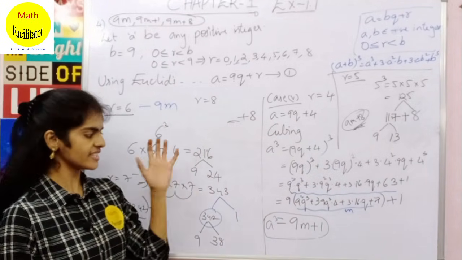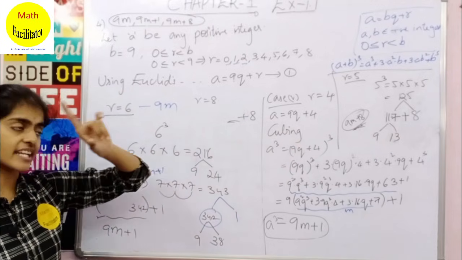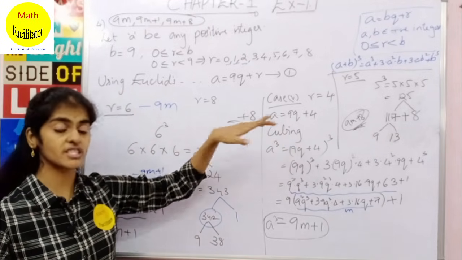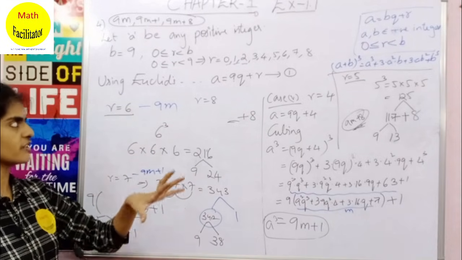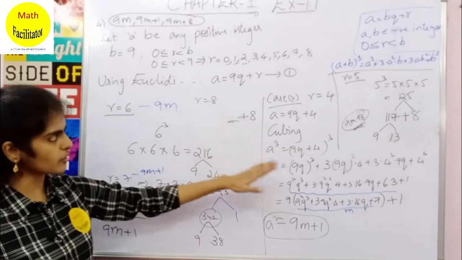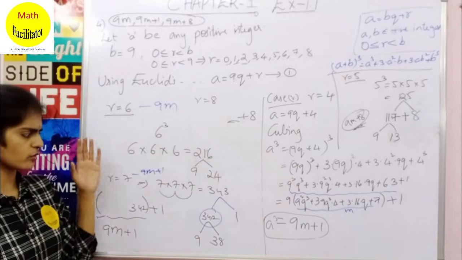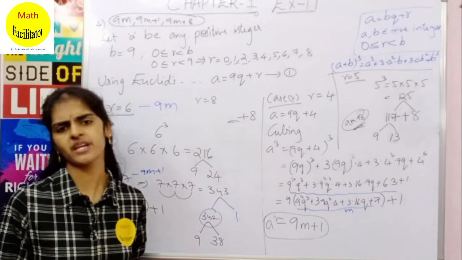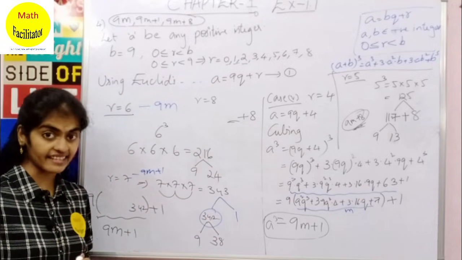So by this you will conclude that the cube of any positive integer will be of the form 9m, 9m plus 1, or 9m plus 8. You can stop the problem here. Otherwise, I also want you to continue the problem and do all the cases, because it will be good practice for you. It is lengthy but simple.